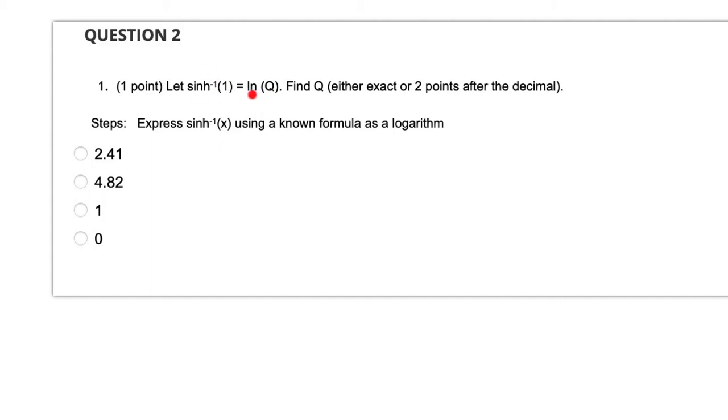and that equals ln of q, natural log of q. Find q, either exact or to 2 places after the decimal. Steps, they're kind enough to give you some steps. They say express the inverse hyperbolic sine function using a known formula as a logarithm. That is a hint right there.